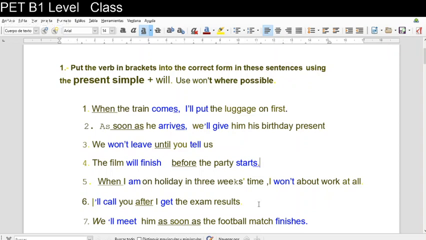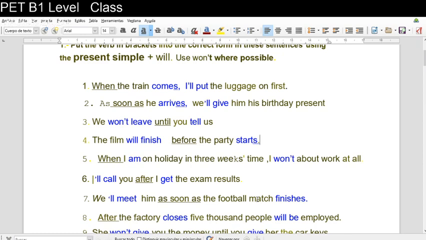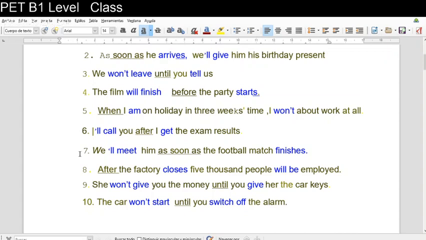Number six, "I'll call you after I get the exam results," here you have the time expressions. Let's move on. Number seven, "we'll meet him as soon as the football match finishes," again, the football match is third person singular. Maybe I don't know if you focused or not on the third person singular. Number eight, "after the factory closes," oh sorry, I forgot, very important, comma, "after the factory closes," comma, "5,000 people will be employed." Number nine, "she won't give the money until you give her the car keys." And ten, "the car won't start until you switch off the light."